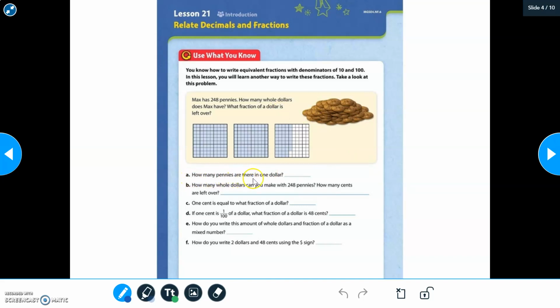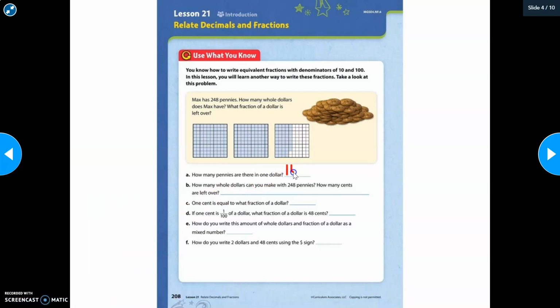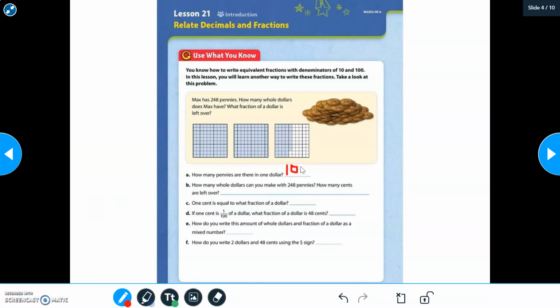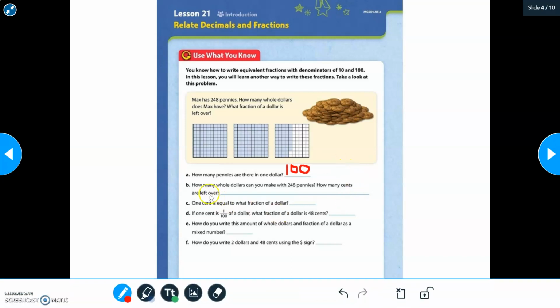How many pennies are there in $1? We all know that there are 100 pennies in a dollar. We know that. We learned that probably in kindergarten? We know that. All right, let's look at B. How many whole dollars can you make with 248 pennies? How many cents are left over?